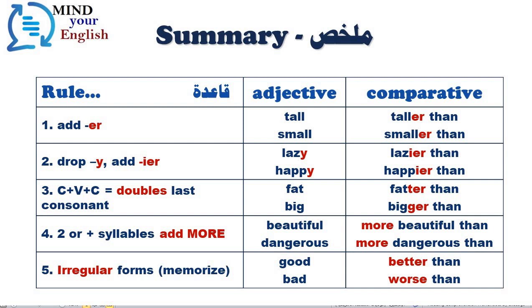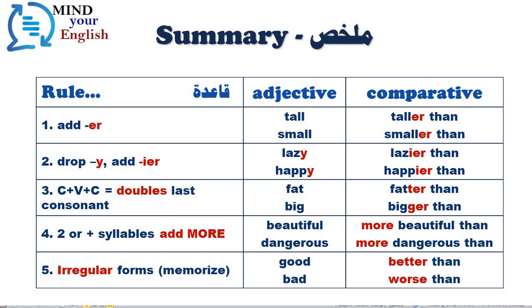Rule 3. Consonant plus vowel plus consonant. Double the last consonant and add er. Adjectives fat and big. In comparison they become fatter than and bigger than.